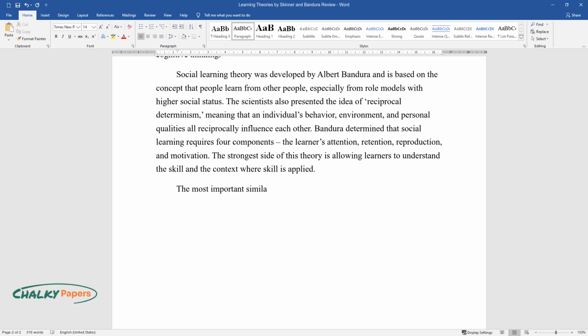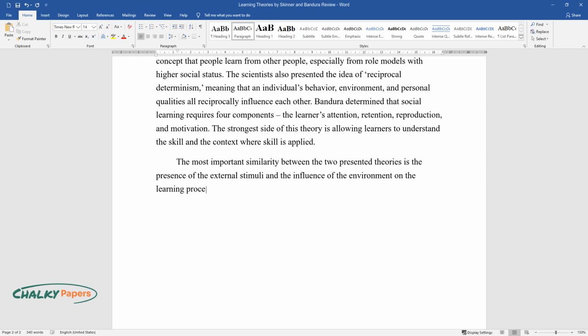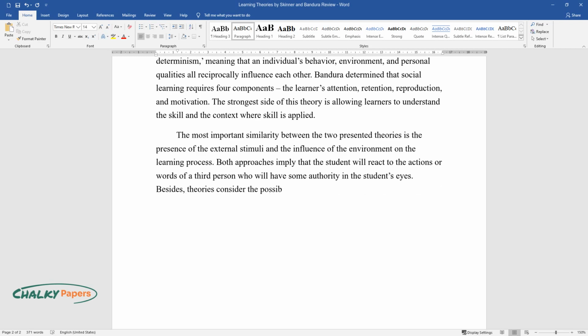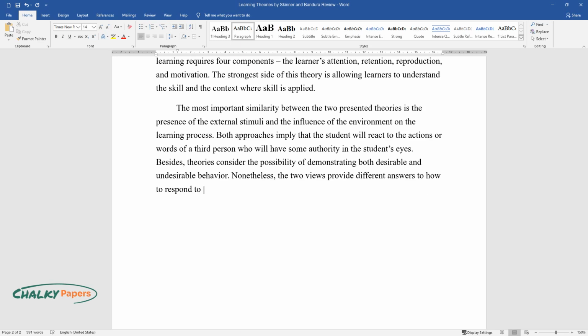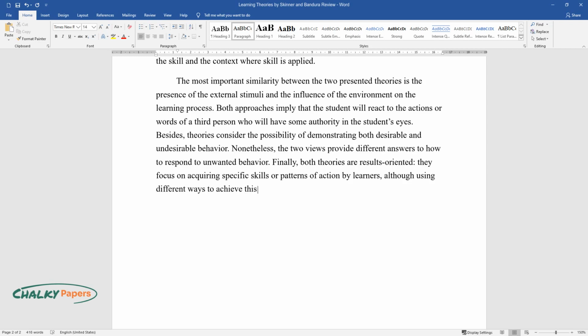The most important similarity between the two presented theories is the presence of the external stimuli and the influence of the environment on the learning process. Both approaches imply that the student will react to the actions or words of a third person who will have some authority in the student's eyes. Besides, theories consider the possibility of demonstrating both desirable and undesirable behavior. Nonetheless, the two views provide different answers to how to respond to unwanted behavior. Finally, both theories are results-oriented. They focus on acquiring specific skills or patterns of action by learners, although using different ways to achieve this.